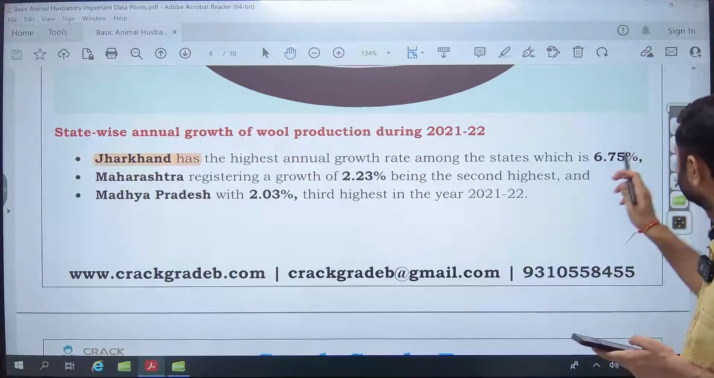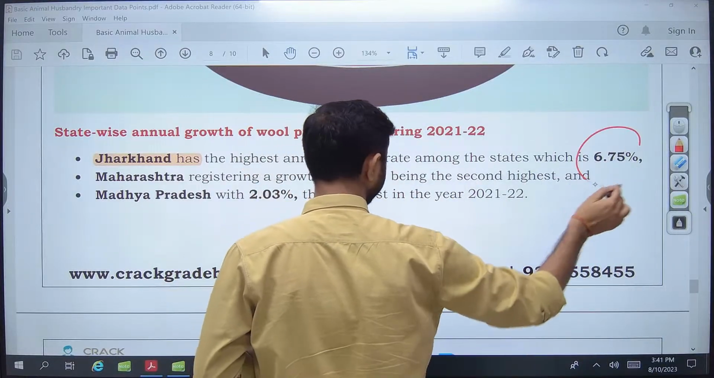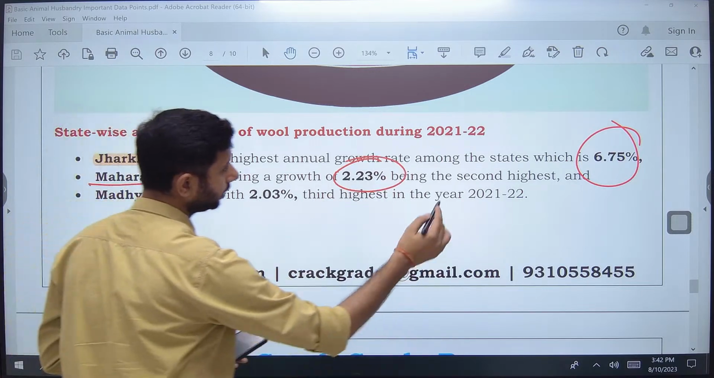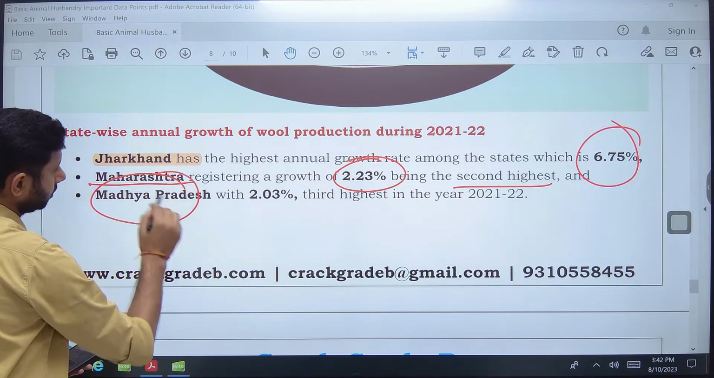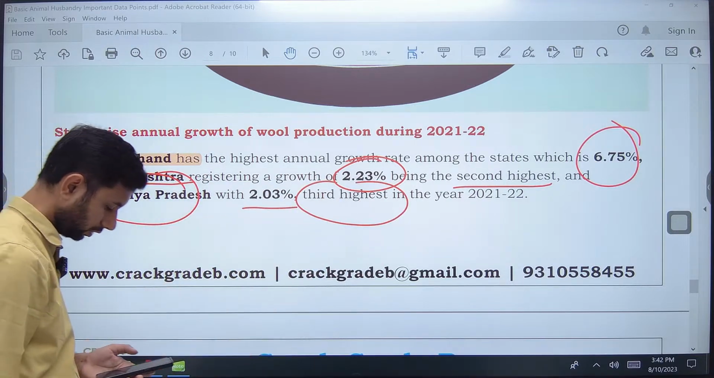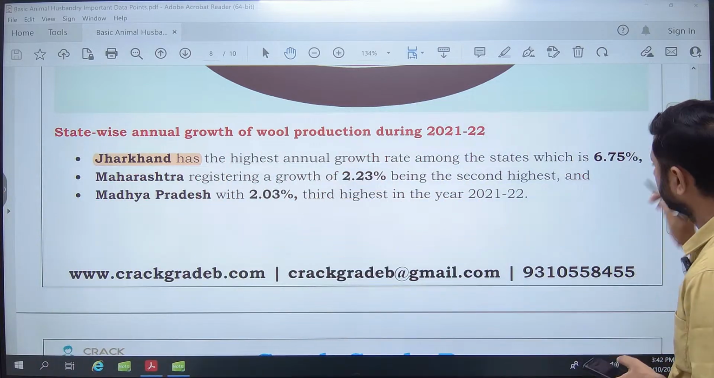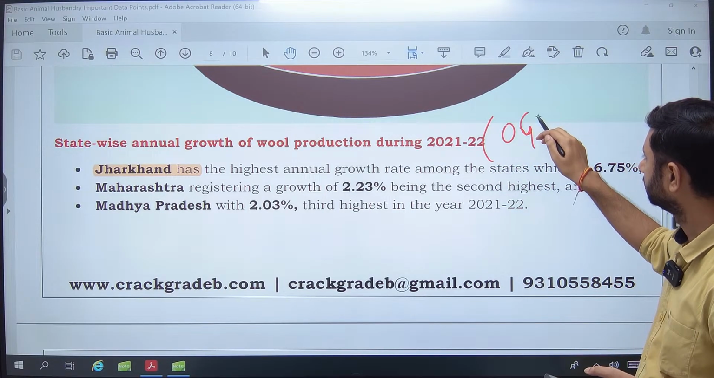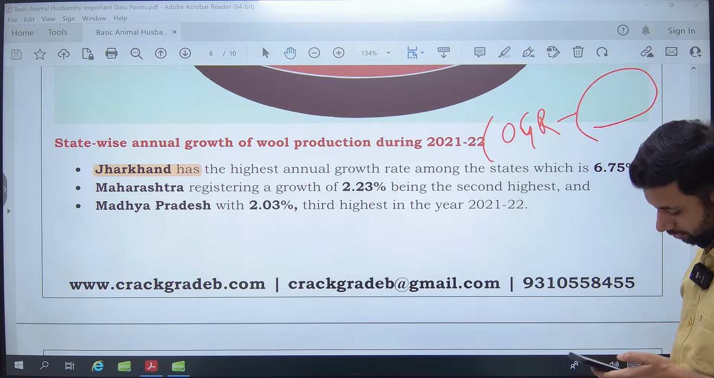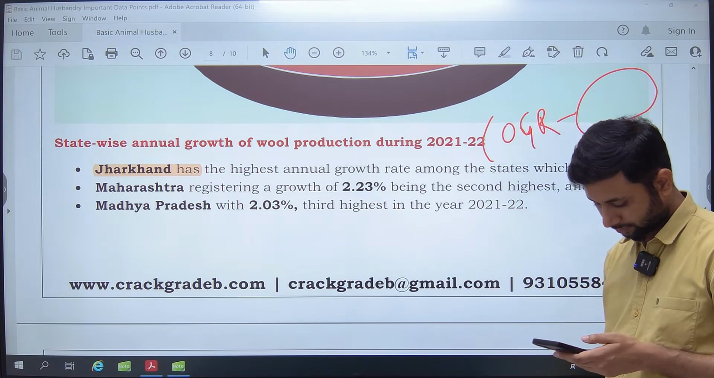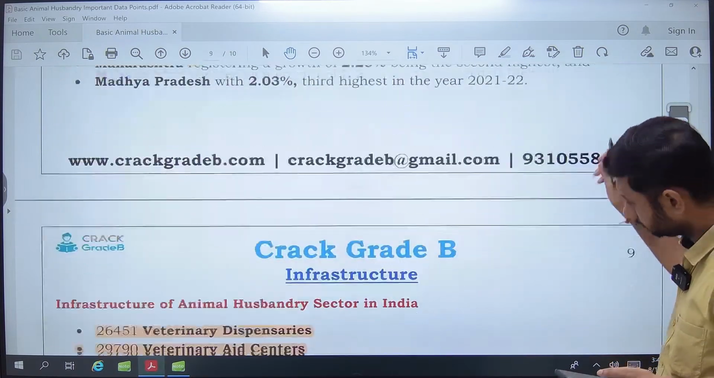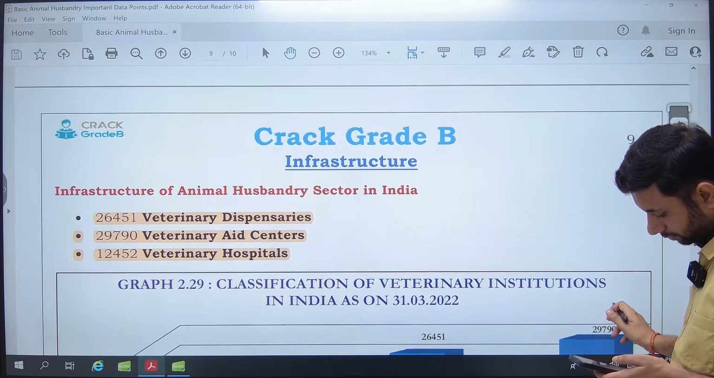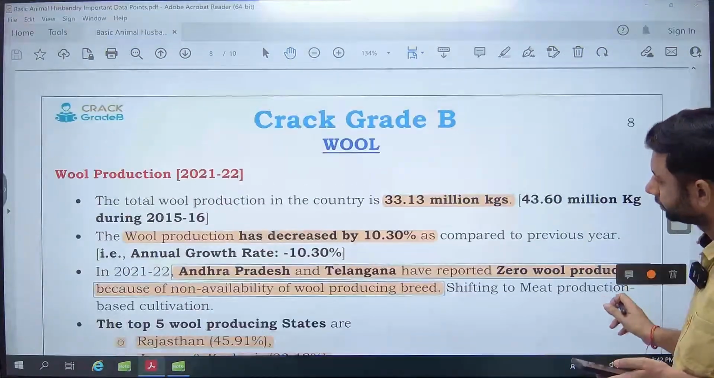So we were discussing that Jharkhand reported the highest growth rate, which is 6.75%. Maharashtra registered a growth rate of 2.23, being the second highest, and Madhya Pradesh with 2.03 being the third highest. So this is in terms of growth rate. And the national overall growth rate of wool, which we have just studied, was minus 10.3%.